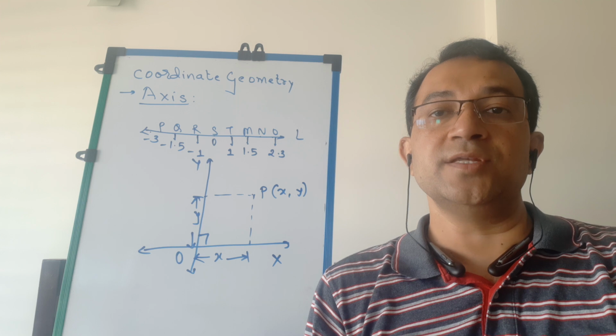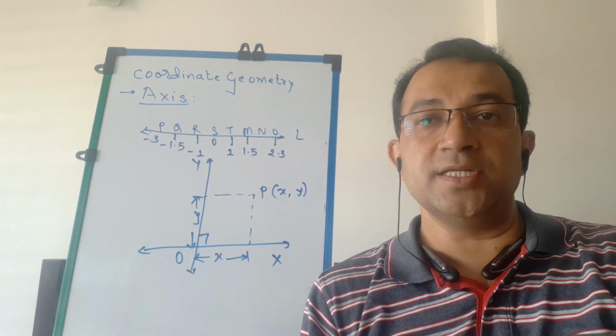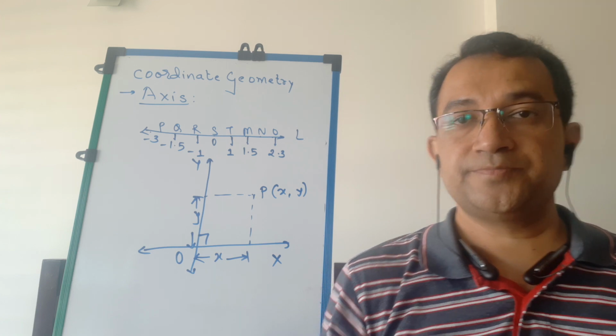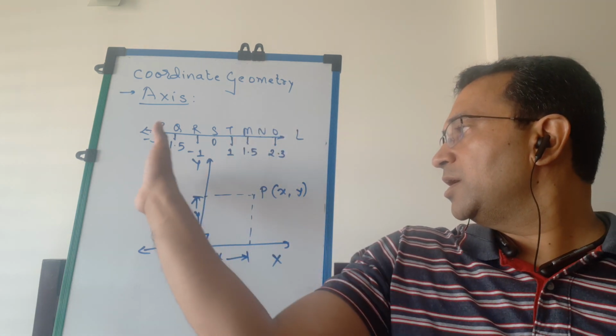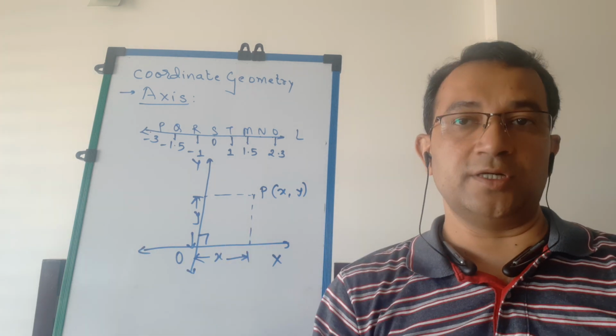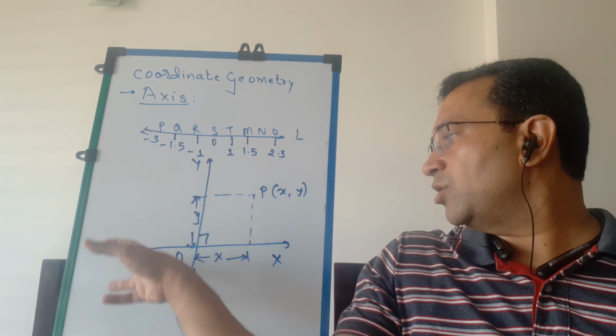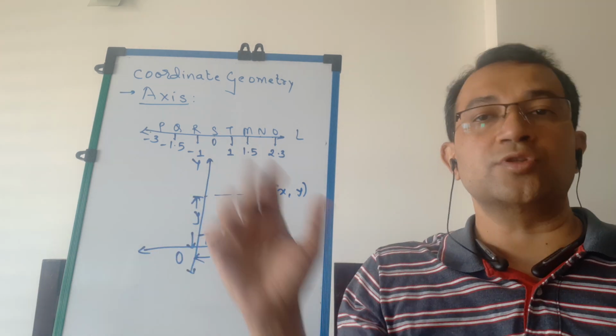The x-axis and y-axis divide the plane into 4 disjoint sets, and each such set is called a quadrant. So this is the first quadrant, this is the second quadrant, this is the third quadrant, and this is the fourth quadrant. As a convention, we start from this as the first quadrant, then second, third, and fourth.